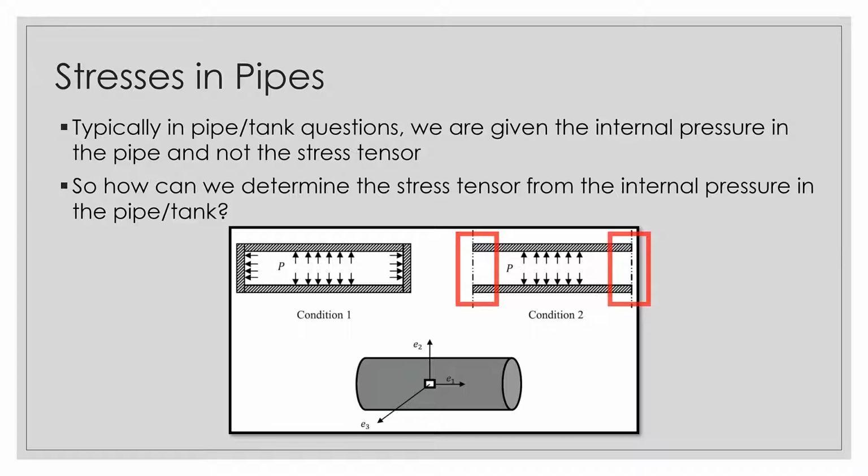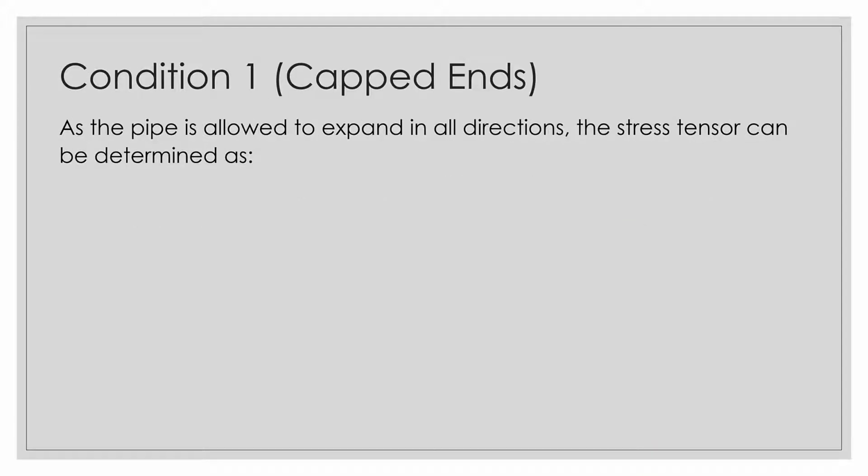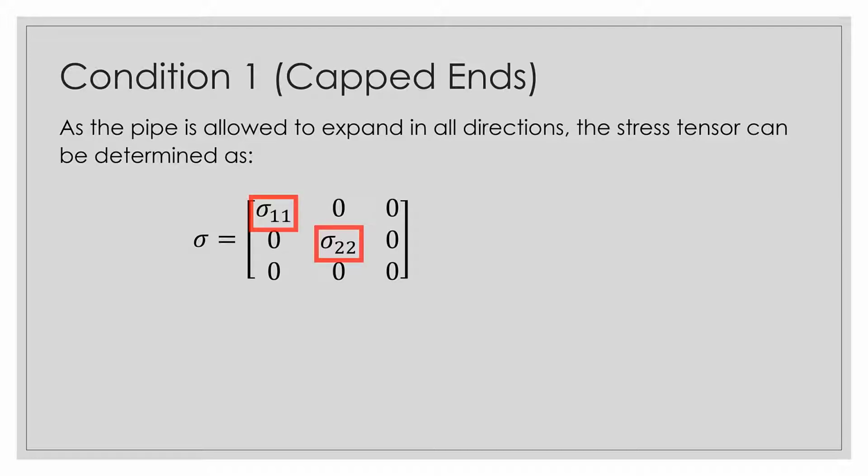Condition one, which I call capped ends: the pipe is allowed to expand in all three directions. There's no problem at all. It's basically a simple tank. From there, we can say that our stress tensor, sigma, is going to look as follows, where we have a sigma 1,1, a sigma 2,2, and the rest are all zeros. This becomes really nice, because if I know sigma 1,1 and sigma 2,2, I have my stress tensor, and if I have my stress tensor, the rest is pretty easy.